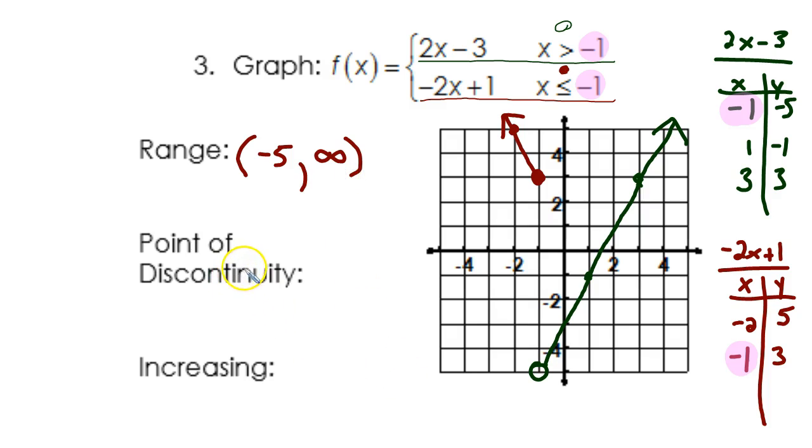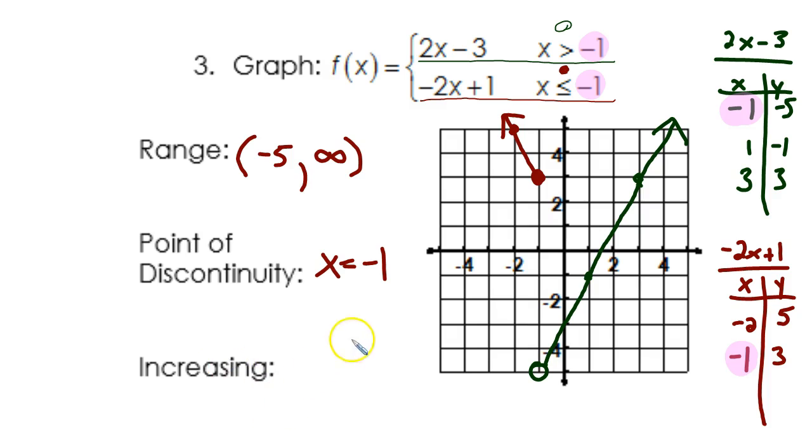Where is there a point of discontinuity? Where does the graph jump? Where is it discontinuous? Right here, from left to right, this stops. There's a big gap, and it starts again down here. So -1, or x equals -1, is the point of discontinuity.